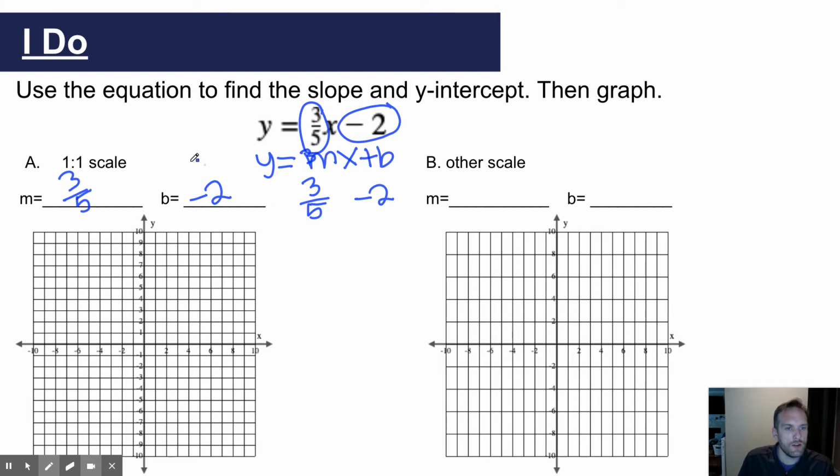And our starting point right here is -2. So right here, I want you to put on our y-axis our -2 right here. Then what we're going to do is we're going to rise 3 like it says and run 5. So go up 1, 2, 3 over 1, 2, 3, 4, 5. All right, so there's our second point right here. Now we have our 2 coordinates. Now drawing the graph.